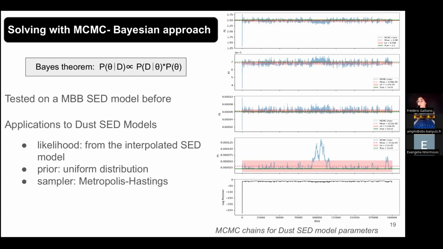And finally, as a result, we have found different things, but among them, we can say that we have found that P1, the intensity of the radiation, is anticorrelated with P4, the parameter that describes one of the types of grain abundance, and also that P4 doesn't really converge very well to a single value as the other parameters do. And yeah, that's it.